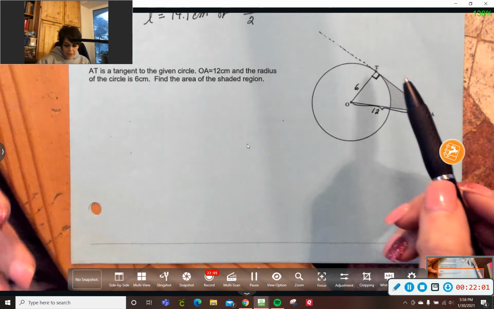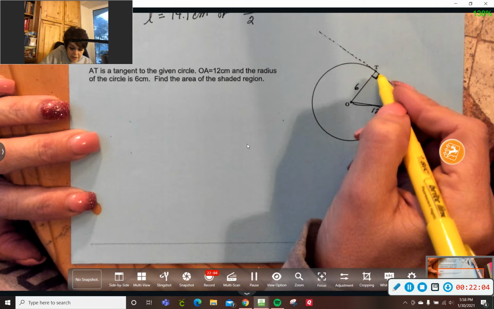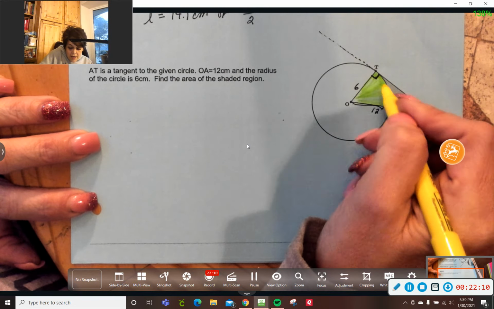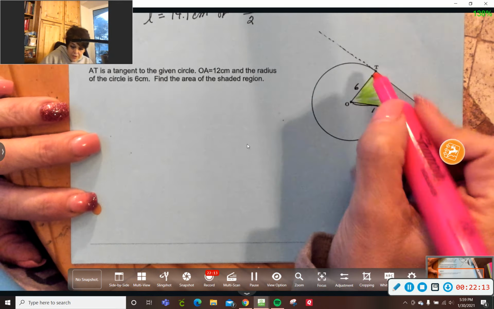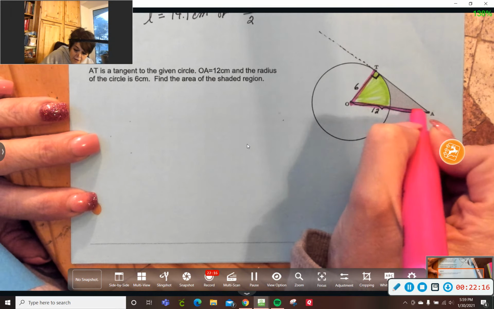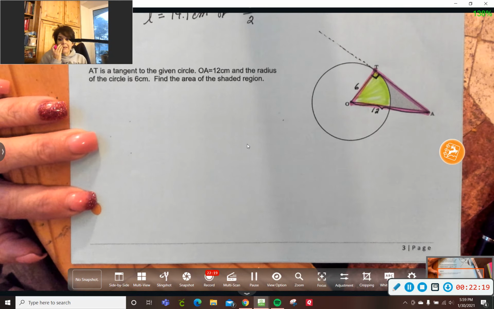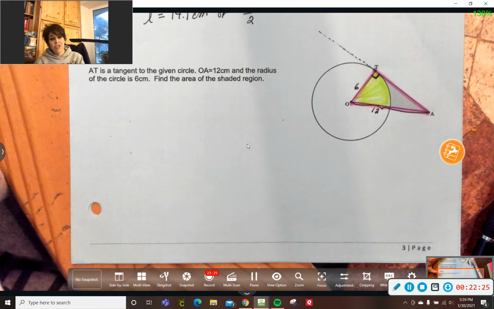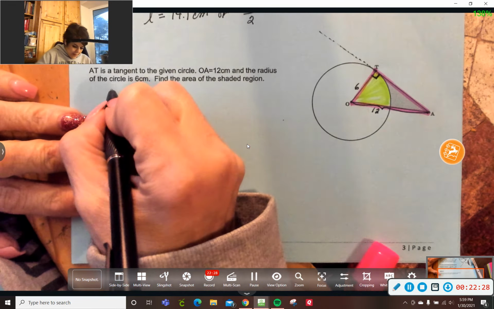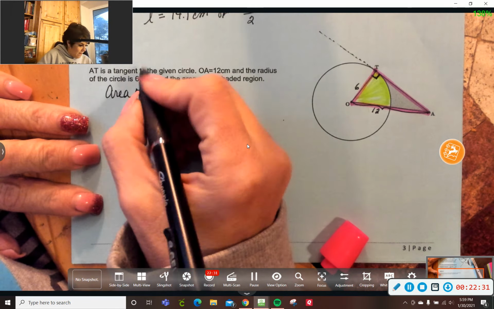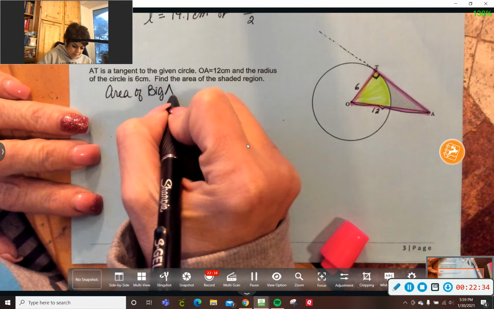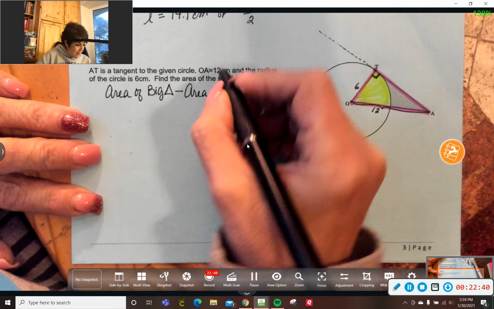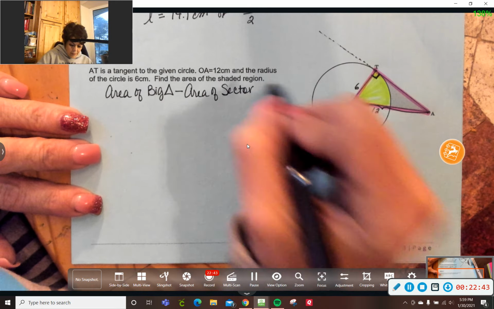Well, if I knew the area of the sector right here, I'm going to color it in. I'm going to do this whole big thing here because I'm so visual. If I knew the area of this great big triangle and I subtracted off the yellow sector, all that would be left is the shaded area, right? So let's take the area of the big right triangle and subtract off the area of the sector. And we can figure it out.